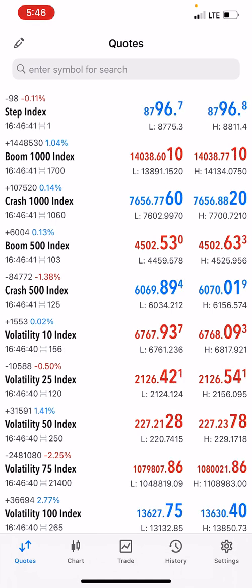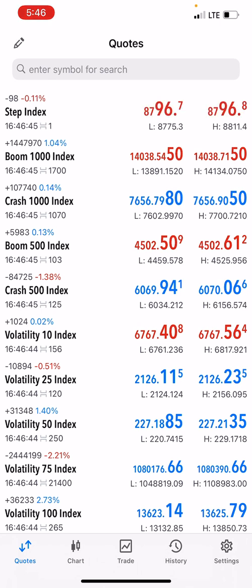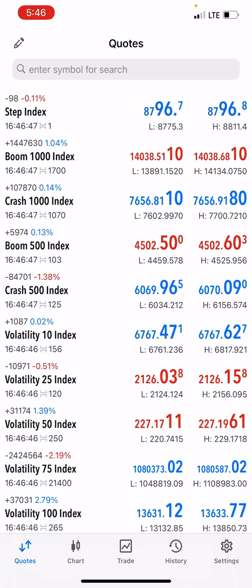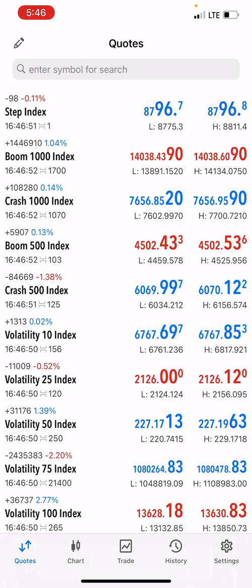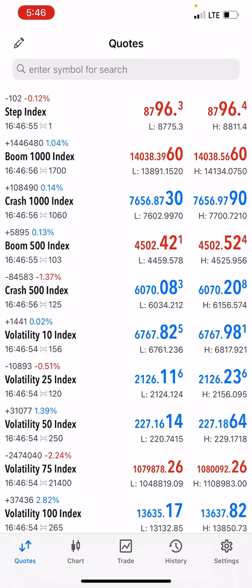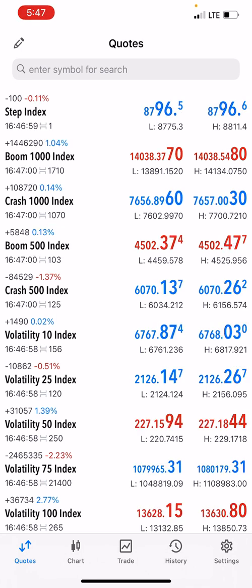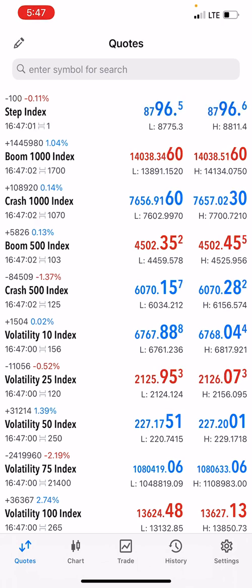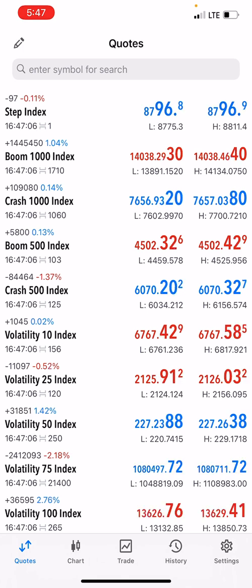Guys, in this video I'm going to show you how you can trade Boom 1000 index. This strategy works for Boom 1000 and Boom 500. I dropped a video before on how to trade Crash 1000 index, that is buying Crash 1000 index. But this strategy I'm going to show you right now, you can use it to buy and sell Boom 1000 and Boom 500 index. It is a very powerful strategy.